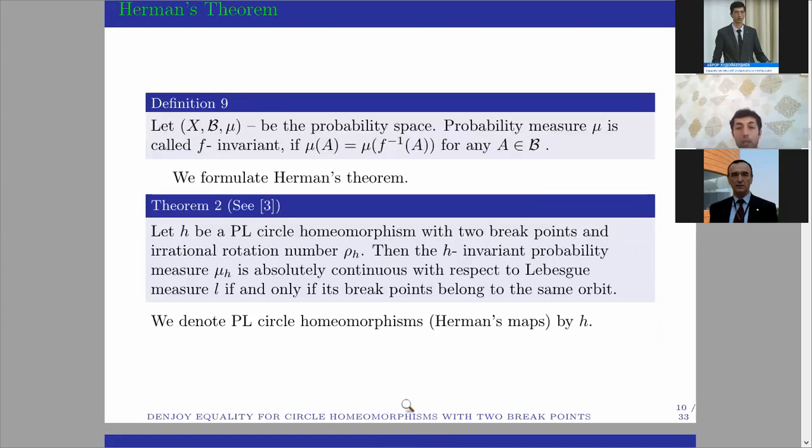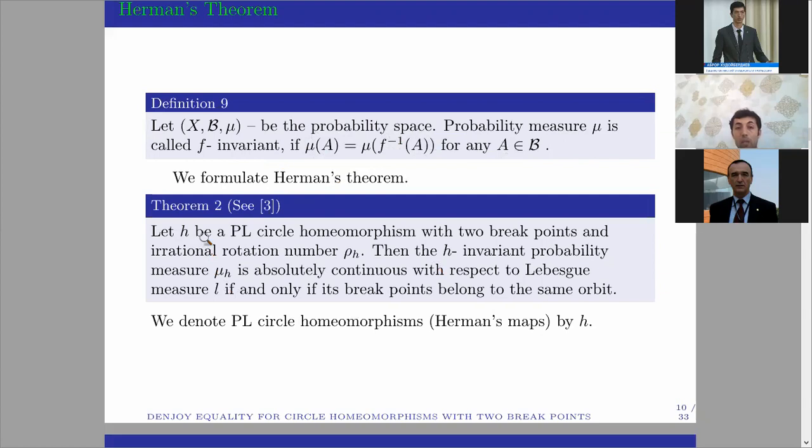Now let me formulate Herman's theorem. But here we need invariant measures. The definition of invariant measure is the following. Let X, mu be a probability space. Then the probability measure mu is F-invariant if the measure of A is equal to the measure of its preimage for any A from the sigma algebra.